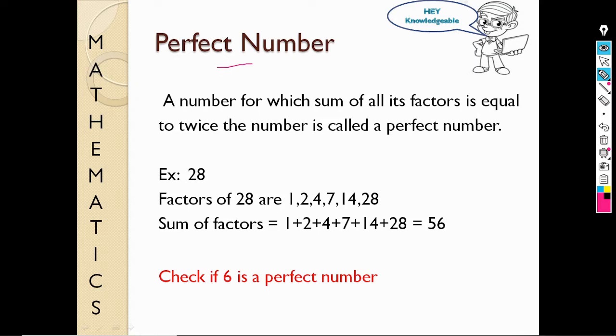So let's see what a perfect number is. A number for which the sum of all its factors is equal to twice the number is called a perfect number. So if you see the example of 28, what are the factors? Here are the factors. If you sum all the factors, it comes to 56. So that is double the number 28. So we can call 28 a perfect number. Check if 6 is a perfect number or not. This is homework for you.